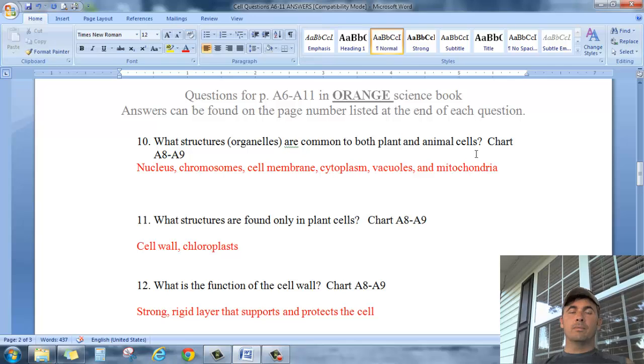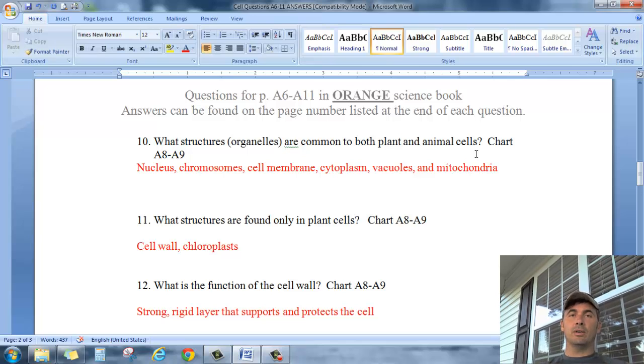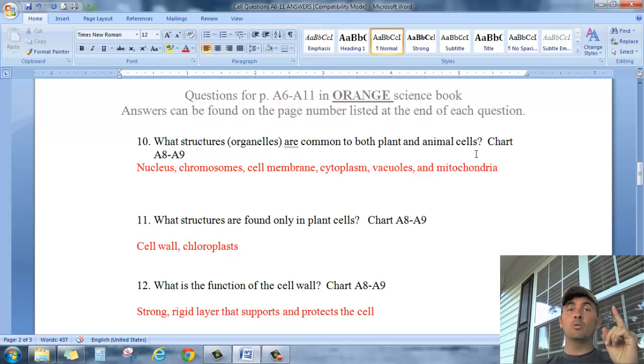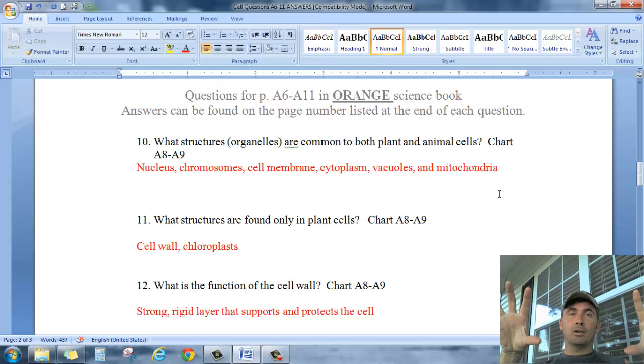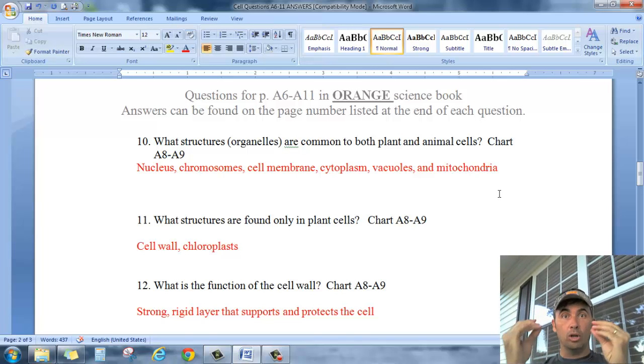All right. Well, with the parts of a cell, some of these will be found in animal cells and in plant cells, and then some of them are only found in plant cells. So here are the ones that you'll find in an animal cell and a plant cell. You'll find a nucleus, you'll find chromosomes, you'll find a cell membrane, you'll find cytoplasm, you'll find vacuoles, and you'll find mitochondria. Let's count them. I believe it's 6. 1, 2, 3, 4, 5, 6. So plant and animal cells both have all of these organelles or little parts within them.